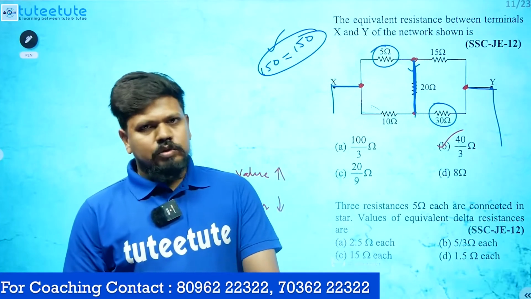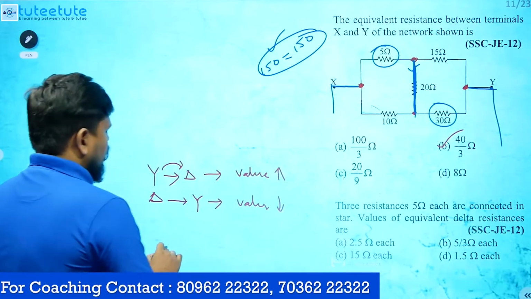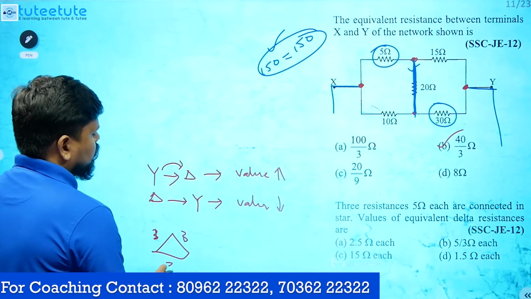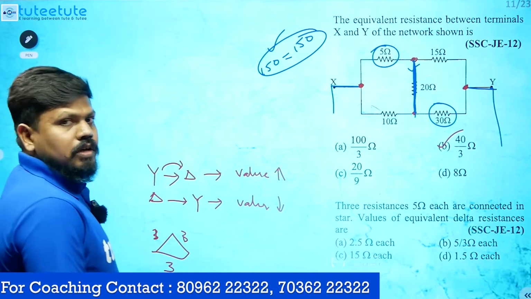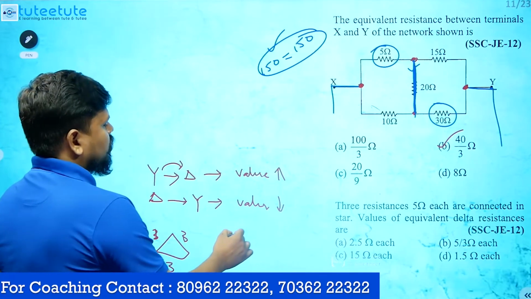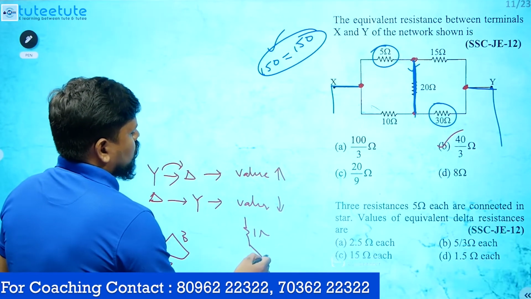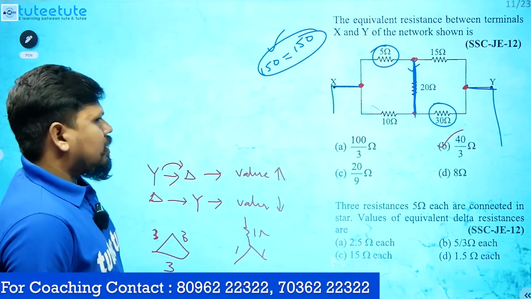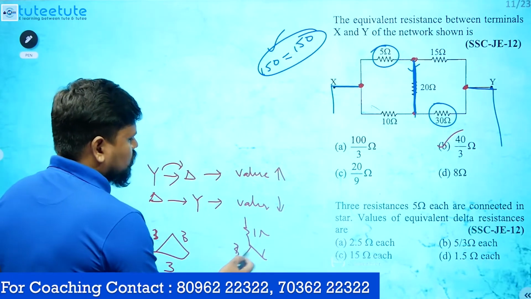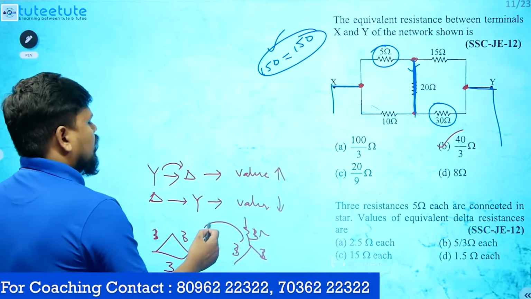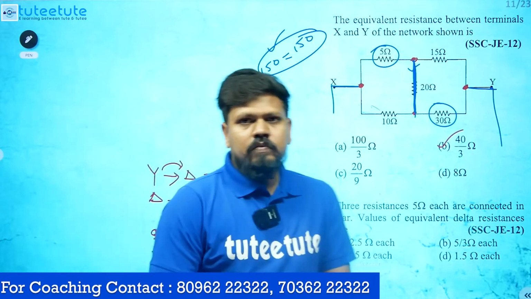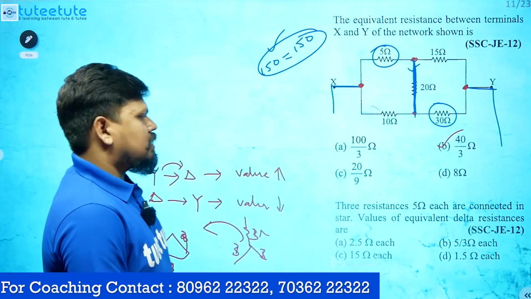Take 3 ohms, 3 ohms, 3 ohms. If all three are in delta connection, 3 into 3 is nothing but 9, and 9 divided by 9 is nothing but 1 ohm, 1 ohm, 1 ohm you will get. So these are in delta to star connection. Similarly, if 3 ohms, 3 ohms, 3 ohms are there and you convert star to delta, you will get 9, 9, 9. Just check once in your practice, you will understand.